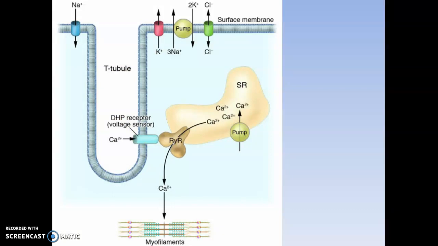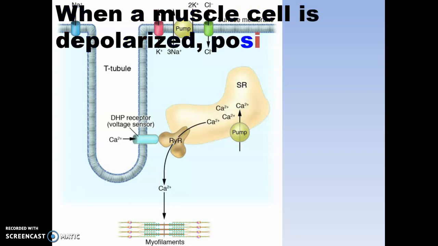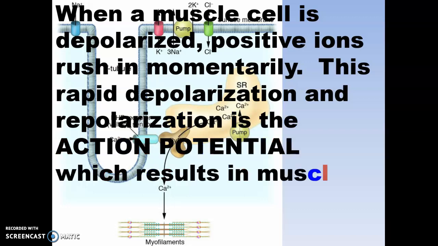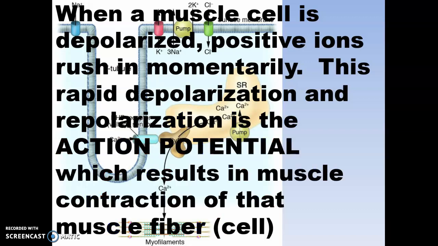Okay, again, you can see the sodium-potassium pump. Sodium and calcium is then released, which binds to the troponin, and you've got a calcium pump right there in your smooth endoplasmic reticulum. So when a muscle cell is depolarized, again, the ions rush in momentarily. This happens in a split second. Okay, that's called the action potential.